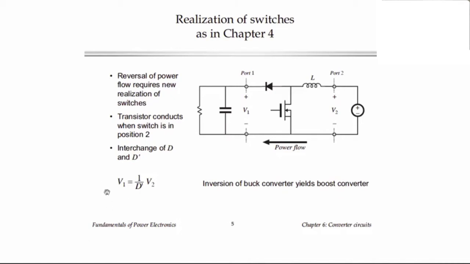and this then is in fact the traditional equation for the boost converter. The output voltage, which is now V1, is 1 over D prime times the input voltage V2. So the D prime comes simply because power is flowing in the opposite direction and we have to realize the switches in a different way. So the boost literally is simply a buck converter connected backwards.